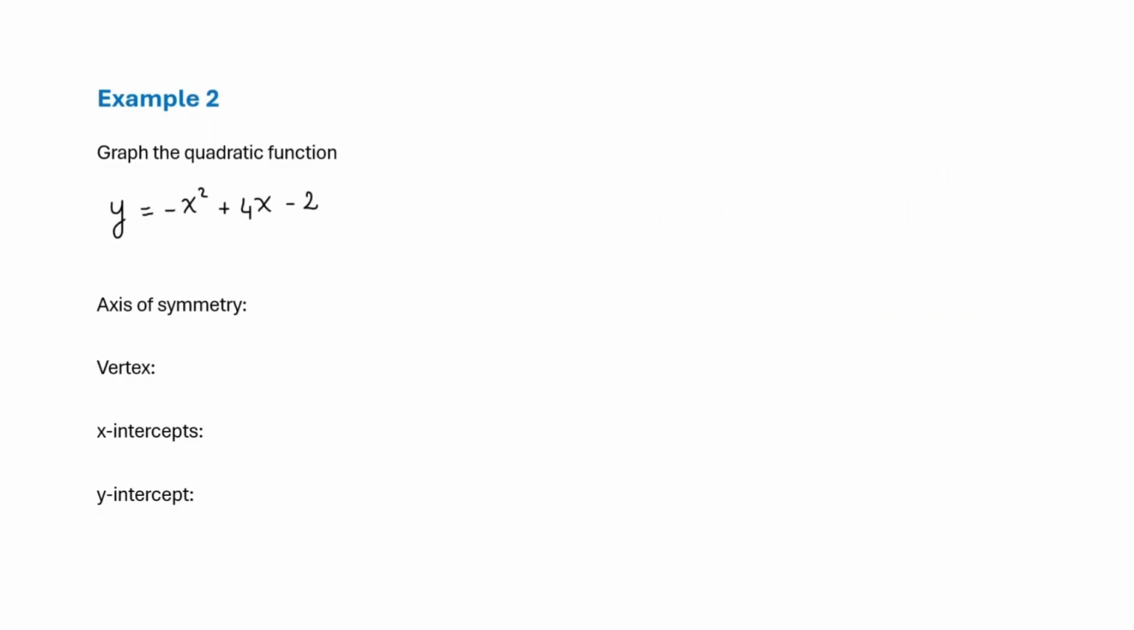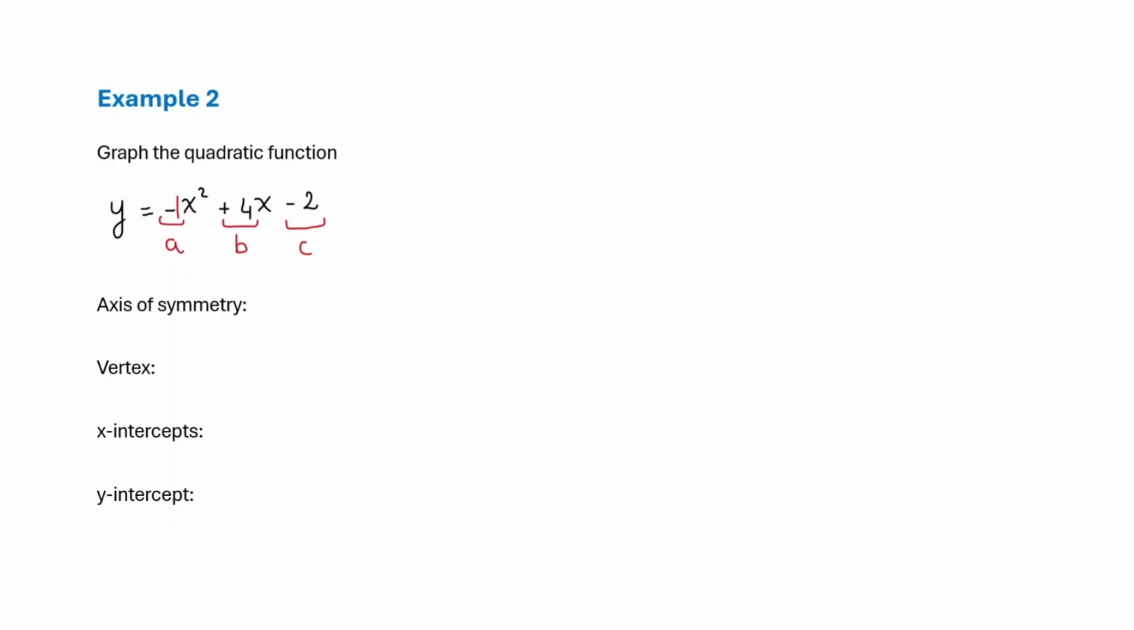Let's move on to the second example. Graph the quadratic function y equals -x squared plus 4x minus 2. Here, a is -1, b is 4, and c is -2. Since a is negative, this parabola opens downwards like a sad face.